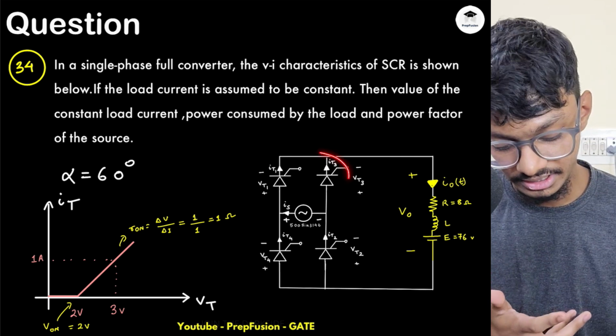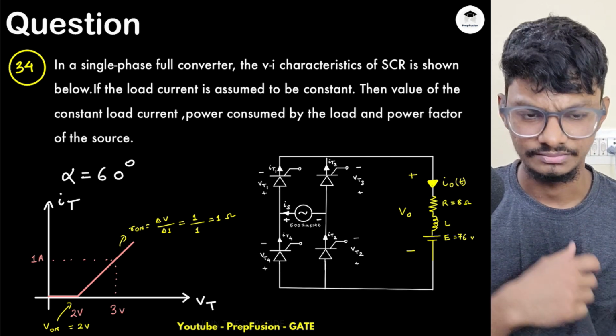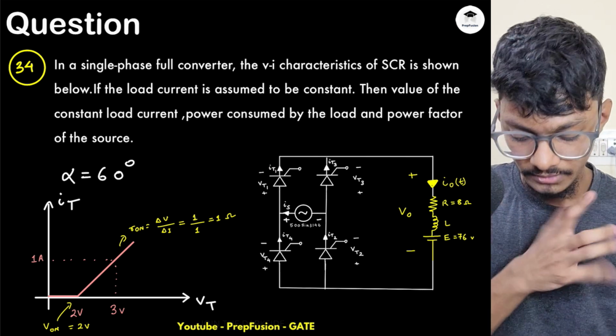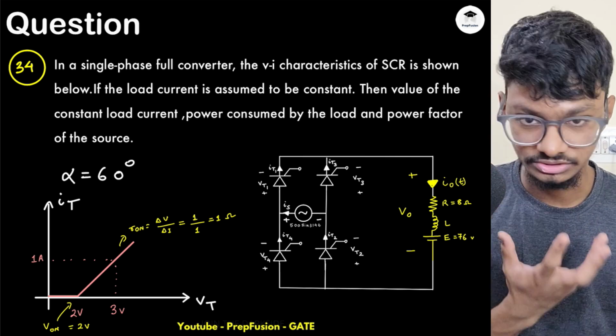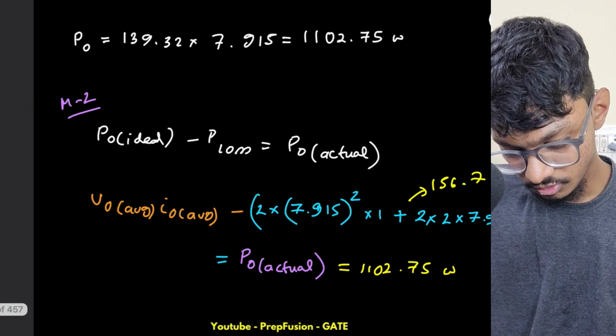Because here they are assuming the converter is non-ideal, so we have to assume the losses as well. We have to understand the losses as well. So next, let's go to the next thing.